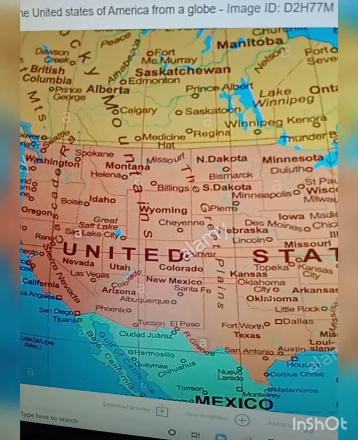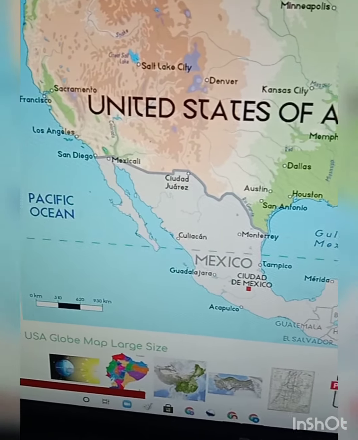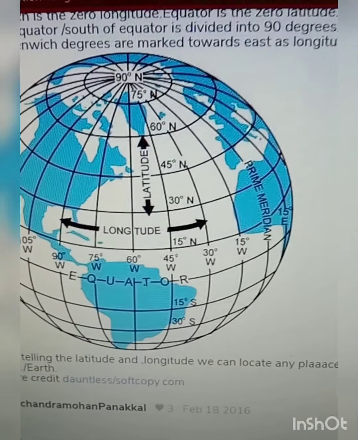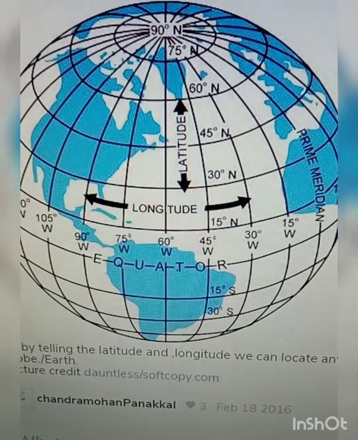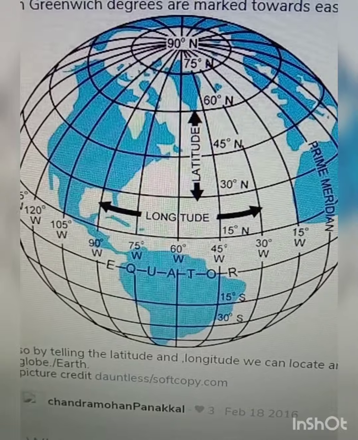USA is located on the 77 degree west meridian. East and west longitude meet at the 180 degree meridian, which runs through the Pacific Ocean basin.